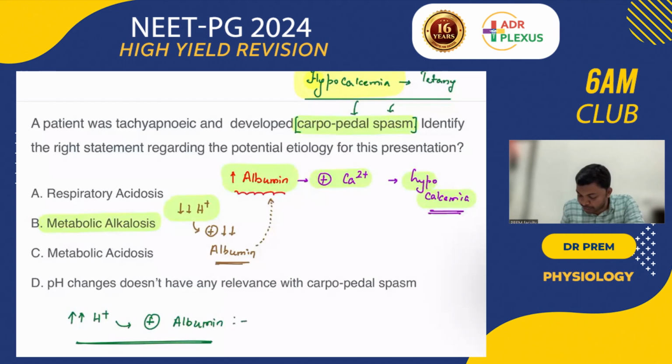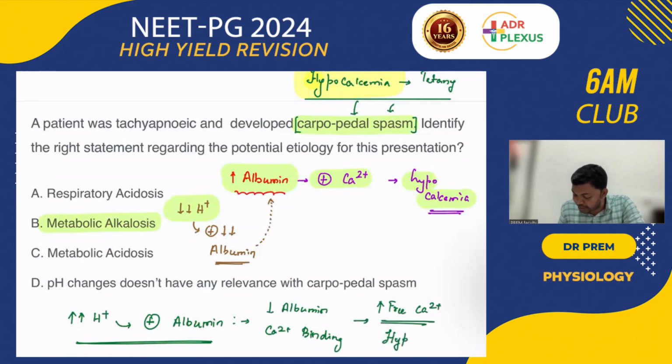So this makes albumin less available for combining with calcium. So there will be decreased albumin calcium binding. As a consequence, there is going to be more free calcium available in the blood. This will lead to hypercalcemia, and hypercalcemia leads to decreased neuronal excitation, and as a consequence, this will impair neuronal excitability, leading to confusion, stupor, coma.